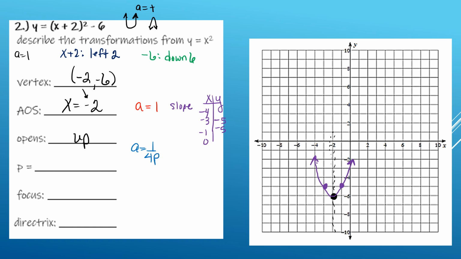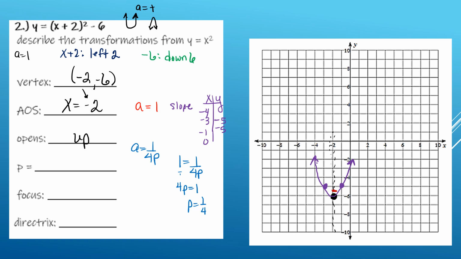That tells us our distance. If a is 1, then 1 will equal 1/4p. Again, we'll cross multiply 4p to equal 1. And p is 1/4. Again, the positive tells us that we are going to either move up or to the right, in this case up from the vertex so that we can plot our focus 1/4 above.